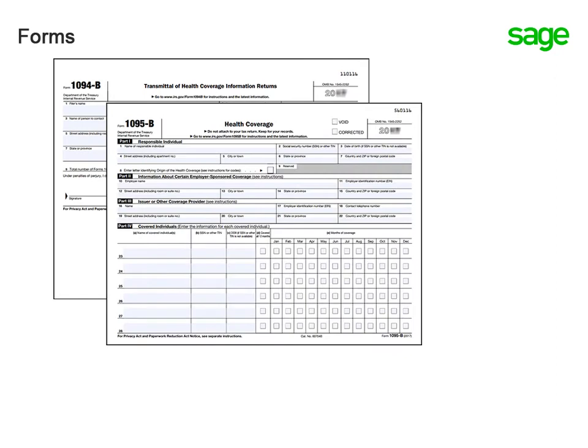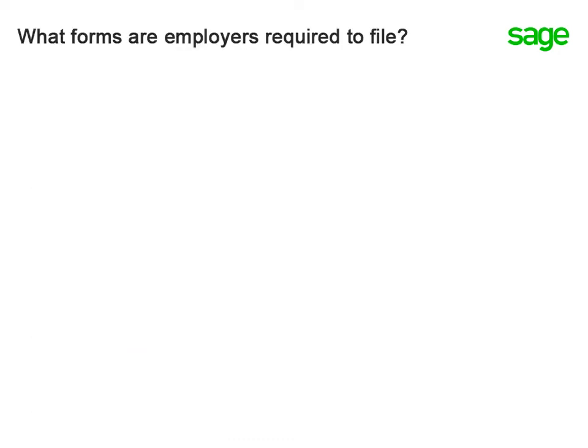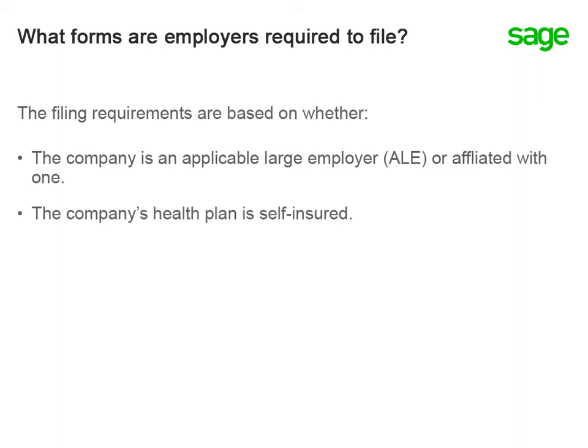The IRS has issued forms to comply with Affordable Care Act reporting, and they include the 1094B, 1095B, 1094C, and 1095C. As an employer, which forms do you file? Well, that depends on whether or not your company is an applicable large employer or affiliated with one, and if the health plan you offer is self-insured.